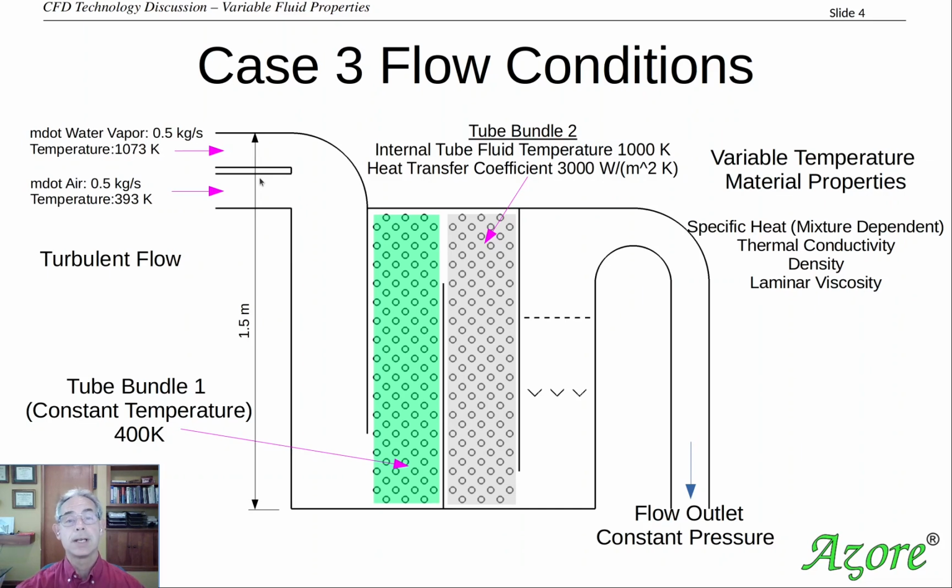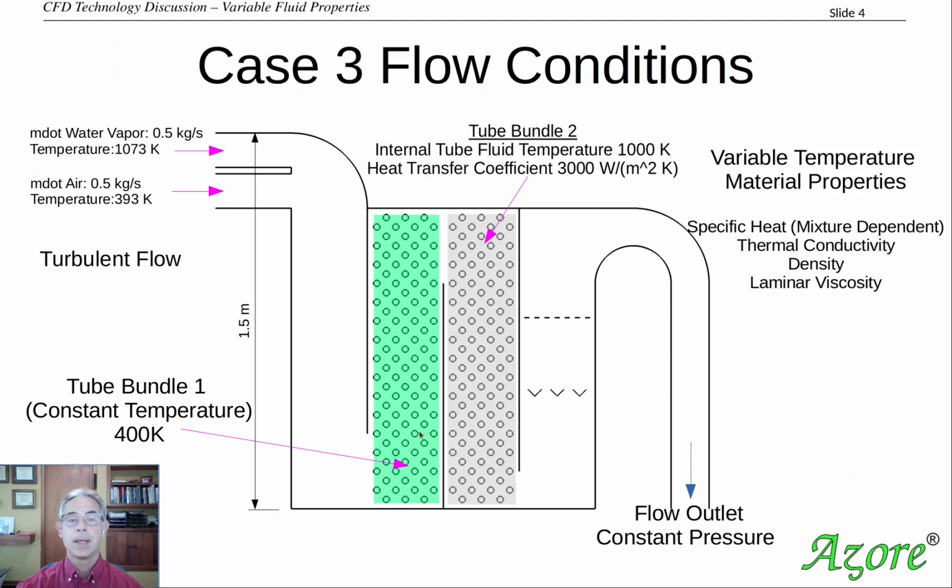What we're interested in exploring in this particular test case is predicting the heat transfer rate rather than specifying it. To do that, we're going to change how the tubes are represented. For the first tube bundle, we're going to assume that the temperature of the tubes, the surface temperature, remains at 400 degrees K. Here, the CFD tool will use that temperature to actually calculate the heat transfer rate.